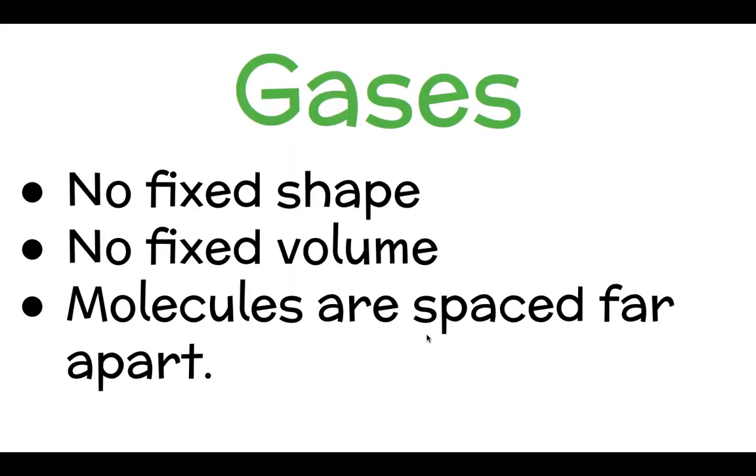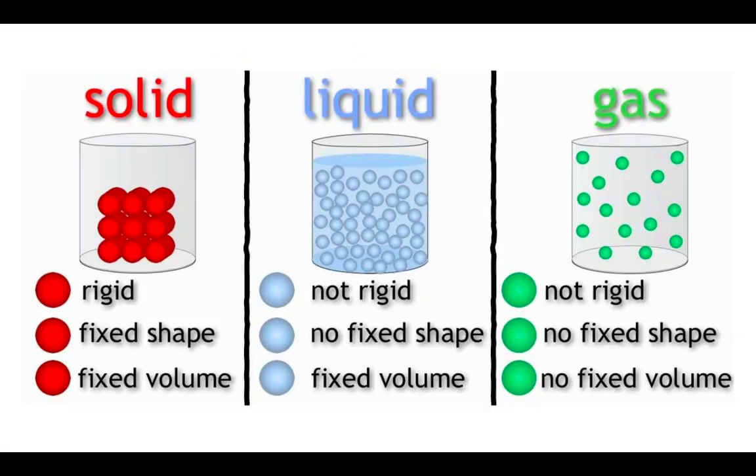And the last state of matter is a gas. It does not have a fixed shape or volume, and the molecules are spaced far apart. So again, if we look at the picture here, we can see that these molecules are very spaced apart. They have lots of room to move around, and they're not taking the shape of the container. They're not in any kind of shape, really. They would spill out if we were to take the lid off of that gas.